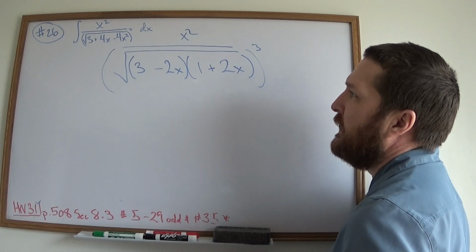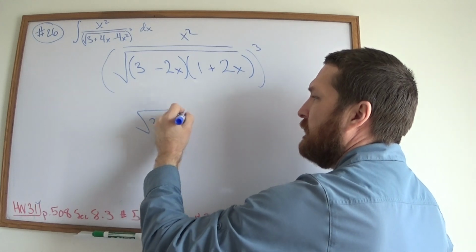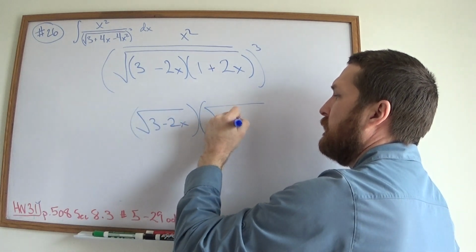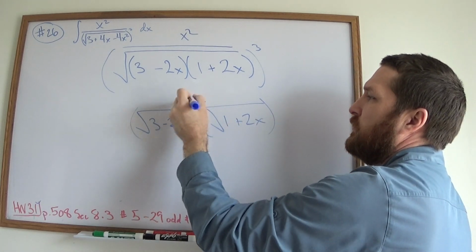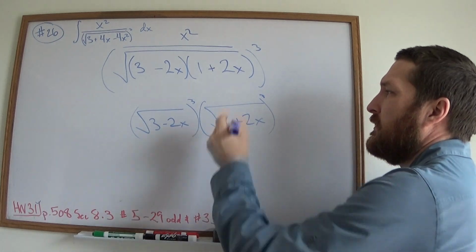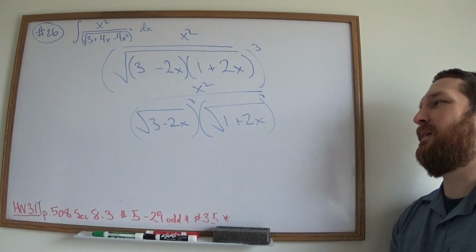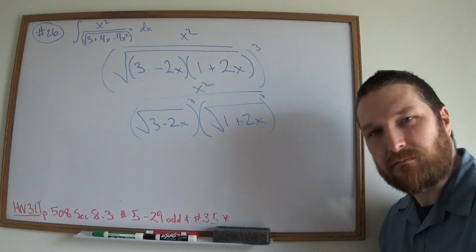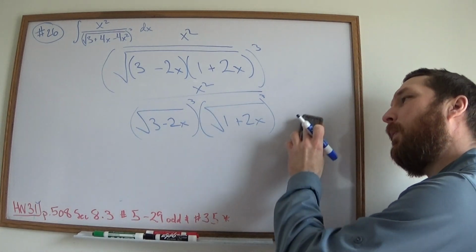Oh boy, now what? I don't know, we split it up like this, minus maybe? 1 plus 2x. Cube it, so maybe you cube each of these. But now, that's still in the denominator. Uh-oh, that's not looking very helpful at all. So what do we do?